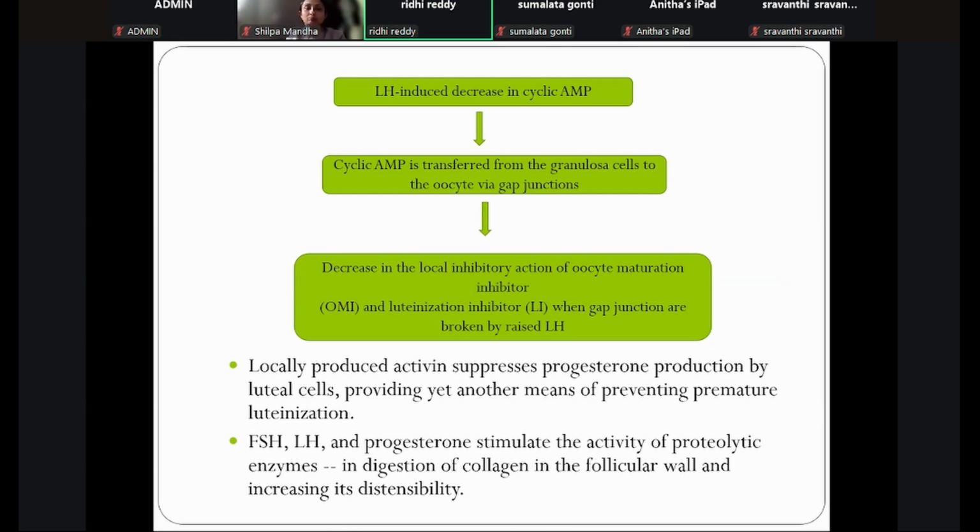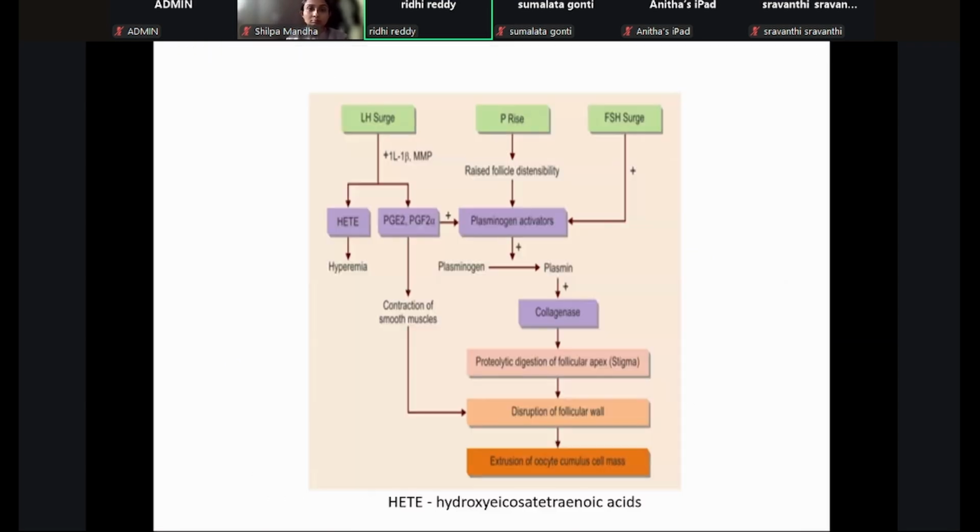So FSH, LH and progestogen stimulate the proteolytic enzymes, which help in the digestion of collagen in the follicular wall and increase its distensibility. All this, the LH surge and FSH surge, helps with the progestogen rise. Prostaglandins mainly help in contraction of smooth muscles and disruption of the follicular wall, so there is extrusion of the oocyte cumulus cell mass.